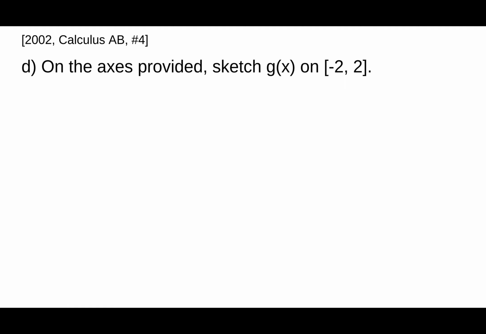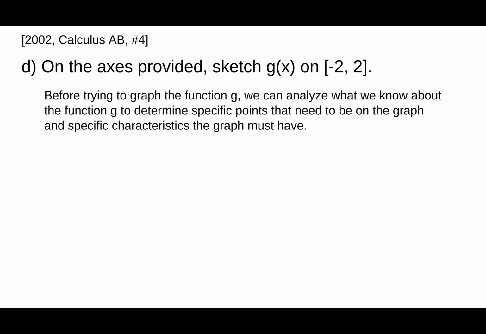And in part D, we are asked to sketch a graph of g of x on the interval from negative 2 to 2 on the axes provided. Now, before we do this, we should take stock of the information that we already know about g of x. We're trying to graph the function g. We can analyze what we know about the function g to determine specific points that need to be on the graph, as well as specific characteristics that the graph must have.